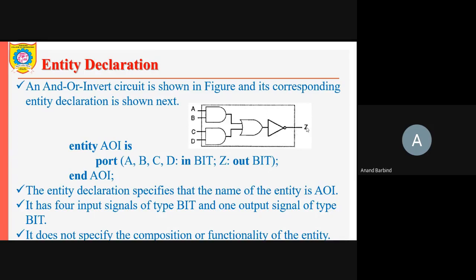Then the output interface is with a pin Z, a single output, and Z followed by a colon, and out indicates that it is the output pin, and its type is again bit, so Z can take the value either 0 or 1. Then we define the end of this entity, and again you have to write the name of that entity, which is AOI. So this is how the entity declaration can be done for this given circuit.